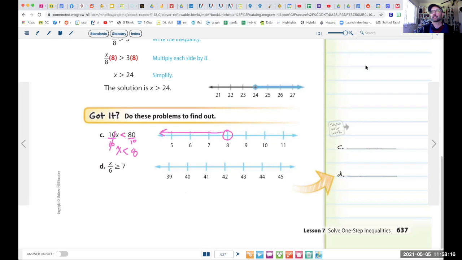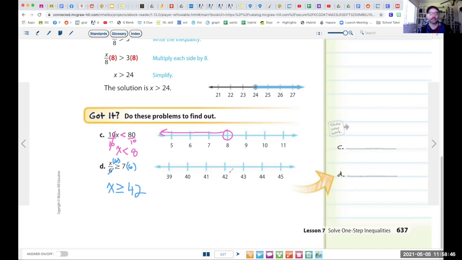All right, now you guys try letter D. On your mark, get set, go. All right, so this says x divided by 6 is greater than or equal to 7. What's the opposite of divide by 6? Times 6. So I'm going to put that just in parentheses, 6 here, and that cancels the 6's, and I just have an x. And greater than or equal to stays the same. And now remember I did times 6 there, so I have to do times 6 on this side. 7 times 6 is 42.